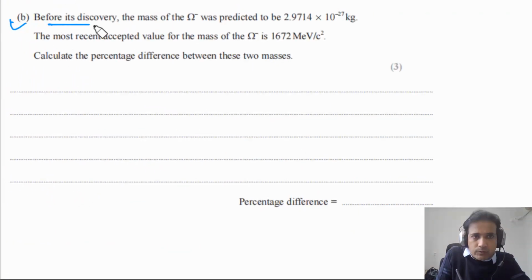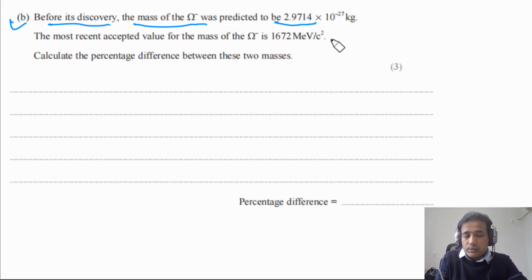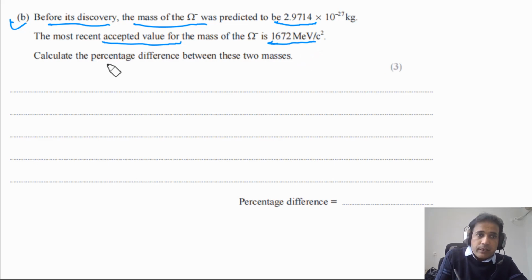Part B says before its discovery, the mass of the omega minus was predicted to be 2.9714 times 10 to negative 27 kgs. The most recent accepted value for the mass of omega minus is 1672 mega electron volt per c squared. Calculate the percentage difference between these two masses. So first of all, we can write down the accepted value. I mean, this is the actual value. You can also say accepted value or the actual value.